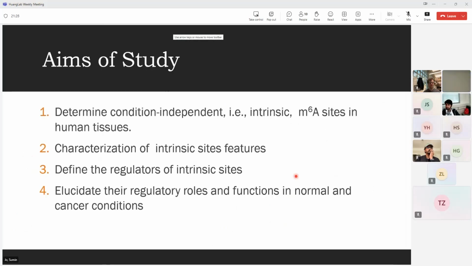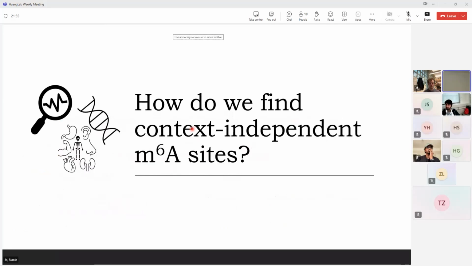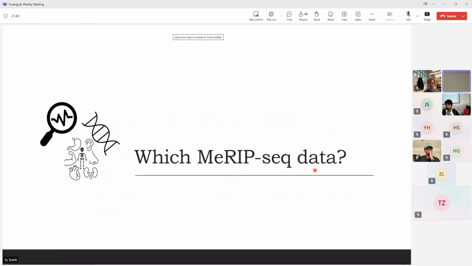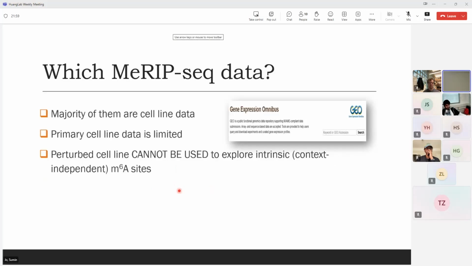So we want to determine the actual intrinsic M6A sites. We first tried to collect the data, and then we decided to use MeRIP-seq data. There are so many variable M6A datasets existing in public, so we have to decide what MeRIP-seq data to use in order to find the intrinsic M6A sites. So we first examined the public data.